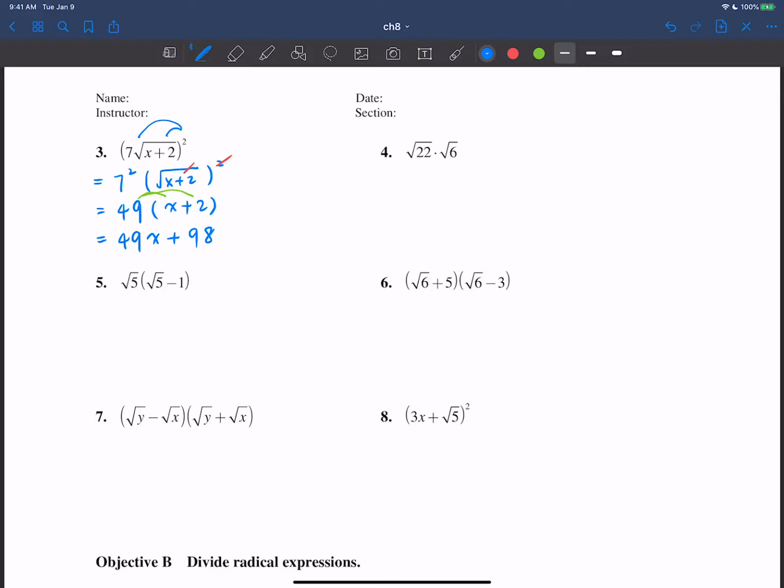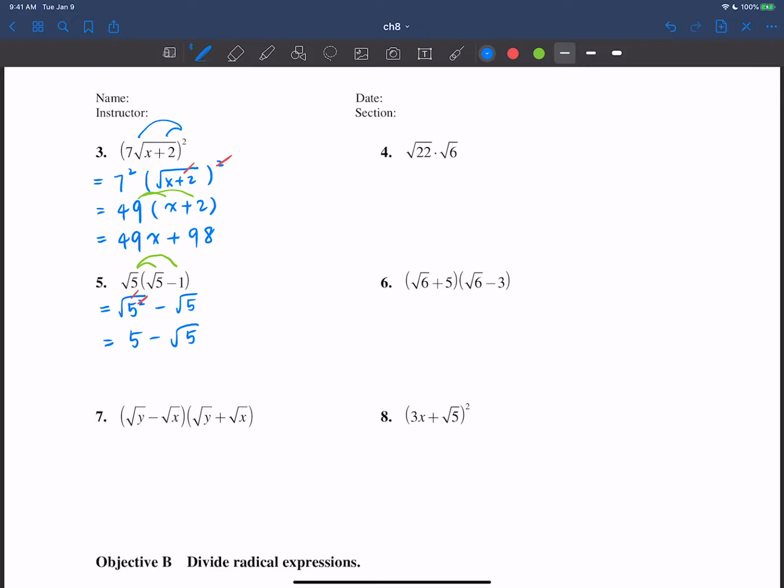Number 5. Radical 5 times radical 5 minus 1. This one is just like a monomial multiplied by binomial. We distribute radical 5. Even though this is not a polynomial, you could understand it like that. So we will distribute. First part is just radical 5 squared. Second part is just radical 5. The first part, you have inverse operations. Cross them out. And we got our final answer, 5 minus radical 5.